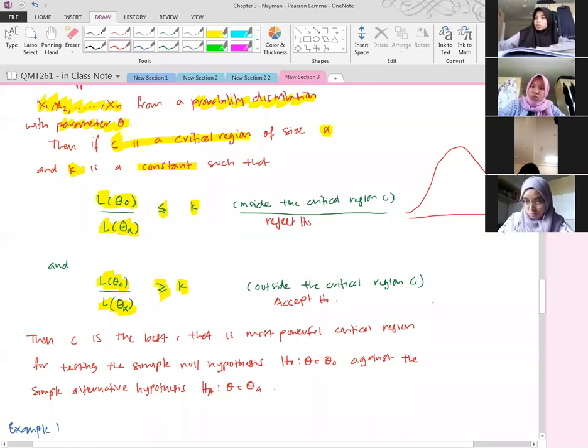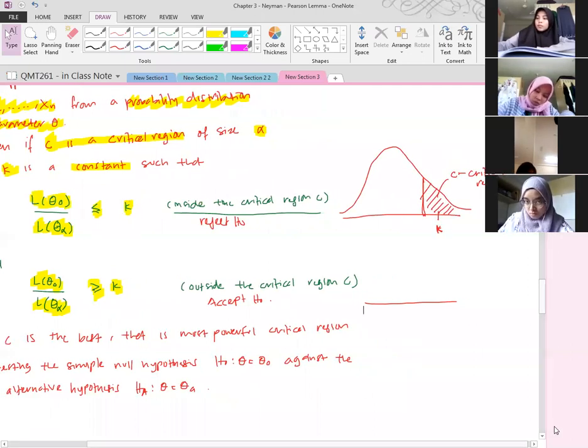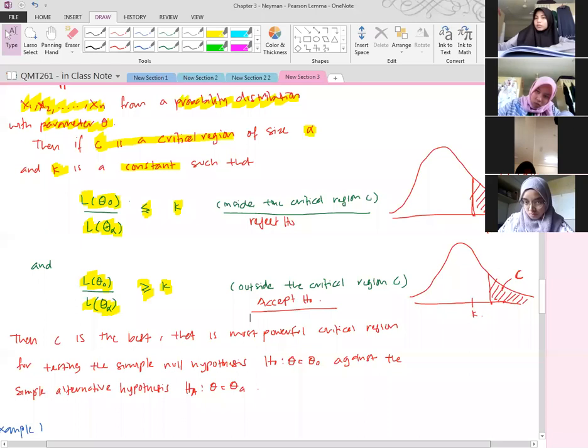So if you draw the probability distribution curve, let's say we have the rejection area, which is your critical region. The K will be outside the critical region. So this is going to be accept the null hypothesis. This is your decision criteria for the critical region.